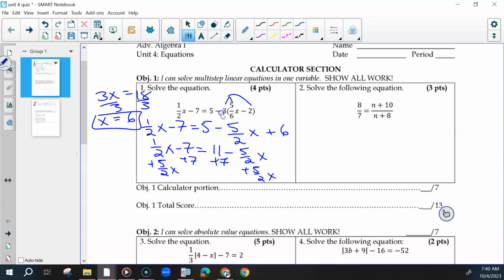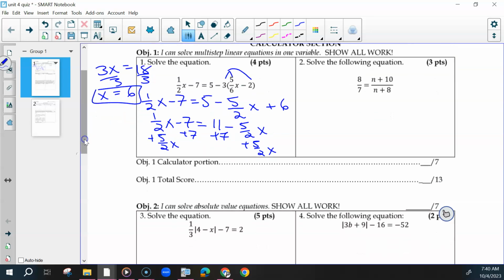I saw this happen a few times, so I just want to make sure we're all on the same page. If you move both of these terms over here or both of these terms over here, you're going to have 0 equals whatever that is. You still have to solve for it. Even though you get 0 equals, you still have to move one of the terms back. You still have to solve for x. Some of you weren't doing that, which changed the sign of your whatever. So be careful with that.